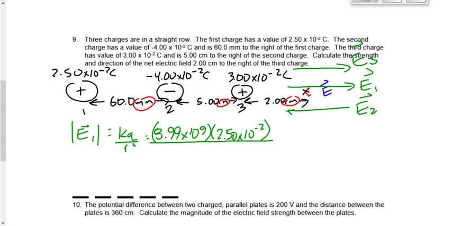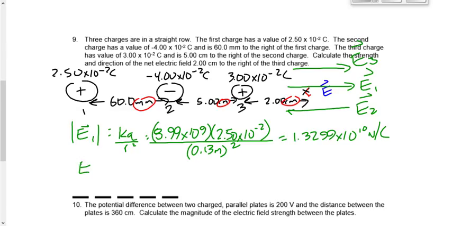Yeah, it's the total distance from charge 1 to the point X where we're trying to find the field strength. So we're going to say 60 millimeters, which is the equivalent of 6 centimeters, plus 5 centimeters, plus 2 centimeters, is 13 centimeters, or 0.13 meters. Does that make sense? It's got to be in meters here, right? And we have to add all those together. When we solve that, we end up getting 1.3299 times 10 to the 10 newtons per coulomb.